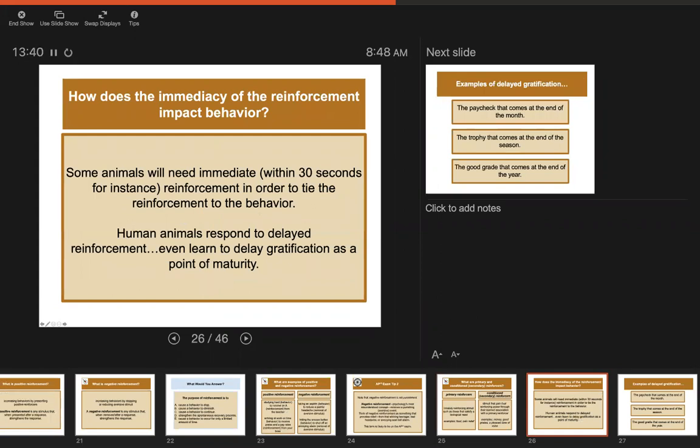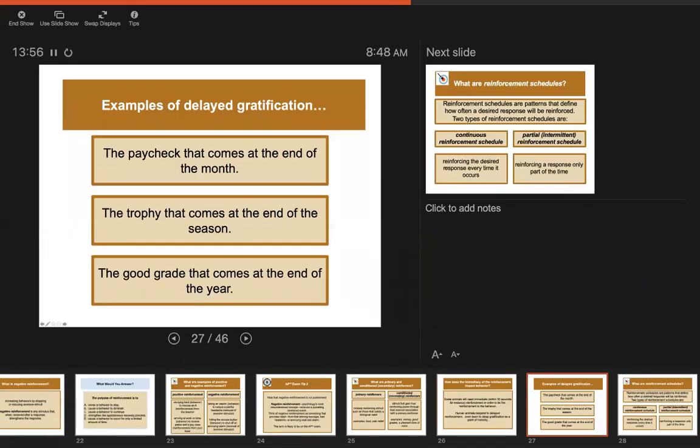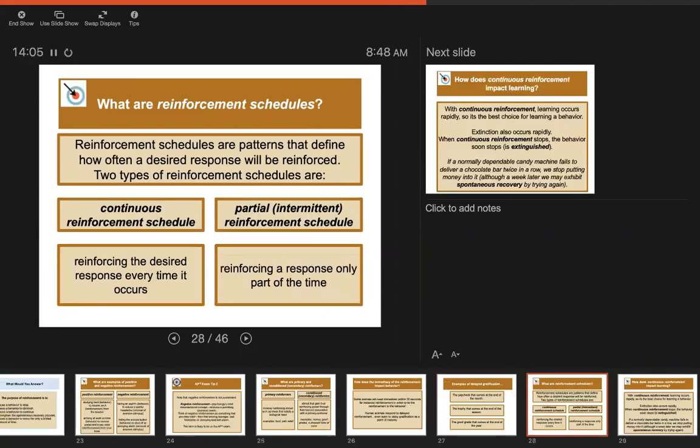How does immediacy of the reinforcement impact behavior? Some animals need immediate, within 30 seconds, reinforcement in order to tie the reinforcement to the behavior. Humans, and especially older humans, respond to delayed reinforcement, even learn to delay gratification more so as a point of maturity. So it might be your paycheck at the end of the month, a trophy at the end of the season, the good grade that comes at the end of the entire year. Those are examples of delayed gratification.